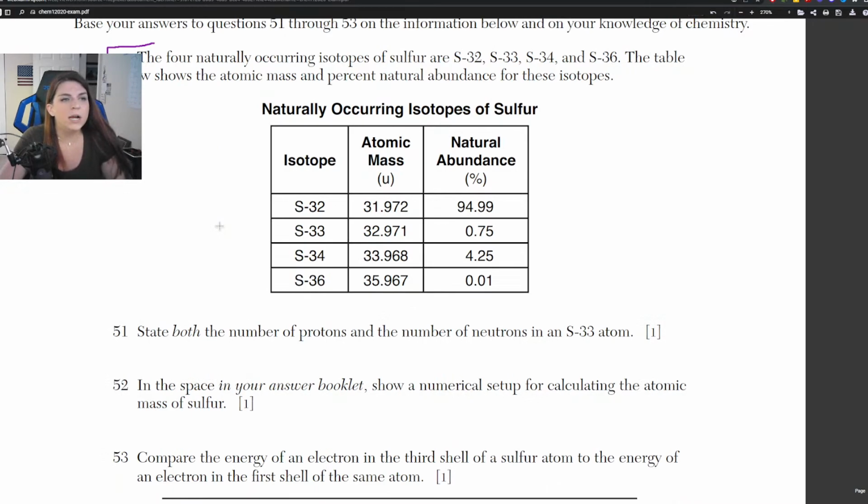The 4 naturally occurring isotopes of sulfur are S32, 33, 34, and 36. The table below shows atomic masses and percent natural abundance for these isotopes. Okay, so that blurb had nothing to do with question 51, which says state both the number of protons and the number of neutrons in an S33 atom. All right, S33 has 33 things in the nucleus.